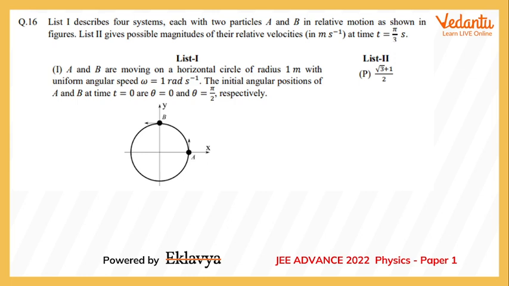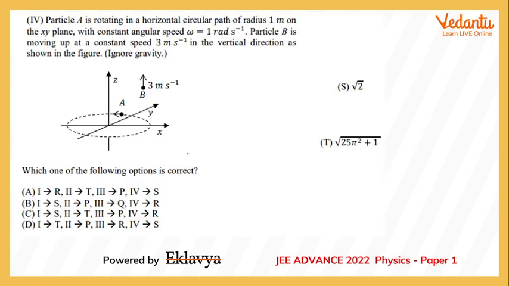Hi students, we are now discussing question number 16 of Physics Paper 1 JEE Advanced 2022. Now, it's a match the listing question. So in these questions, it is customary that we first check the options. So here for first, we have a repeated option S. Here we have both repeated option T and P. Here we have P as the repeated option, and here we have R and S both repeated.